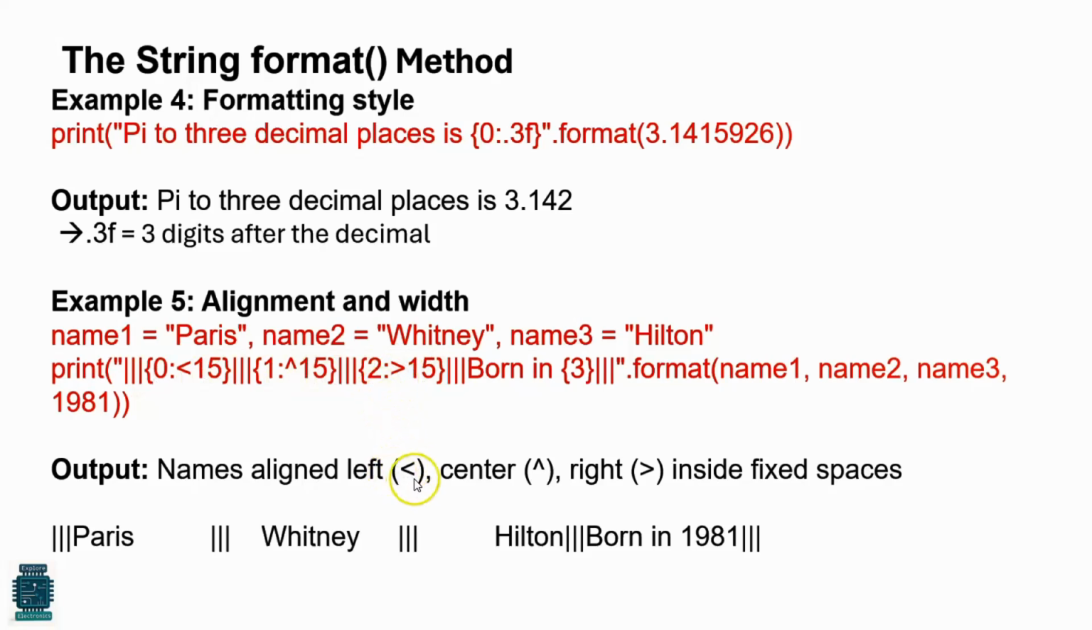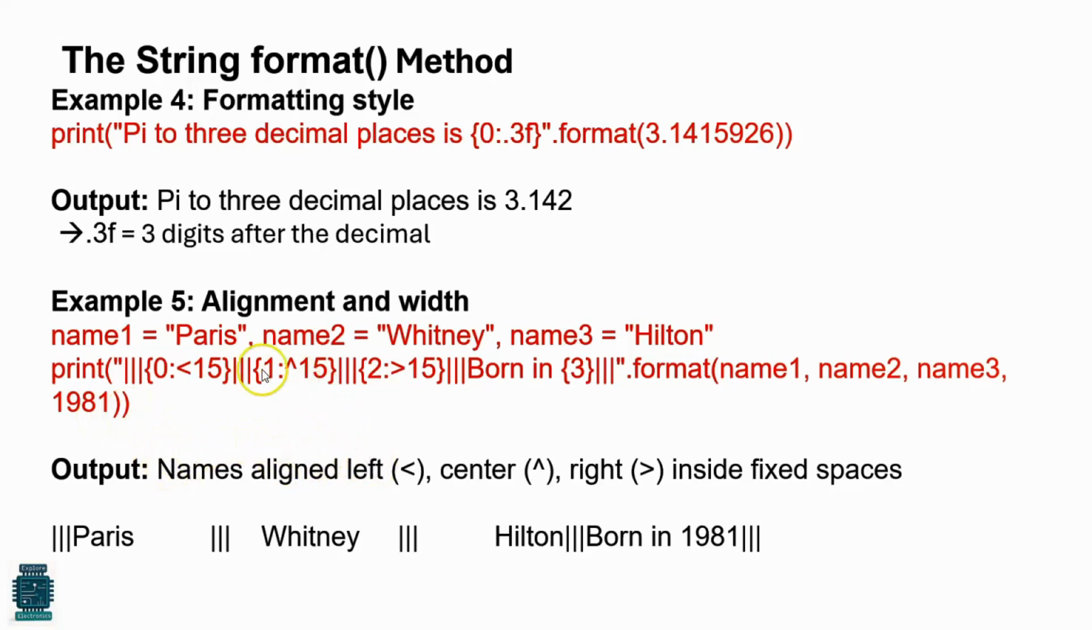Because this is aligned to left side, this one is for center, and this is for right side. Got it? This is the left side, the center one and the right side. Born in {3}. 3 means I have Hilton. Format: name 1, name 2 and name 3. After that 1981. Let us see how exactly I will get the output for this.